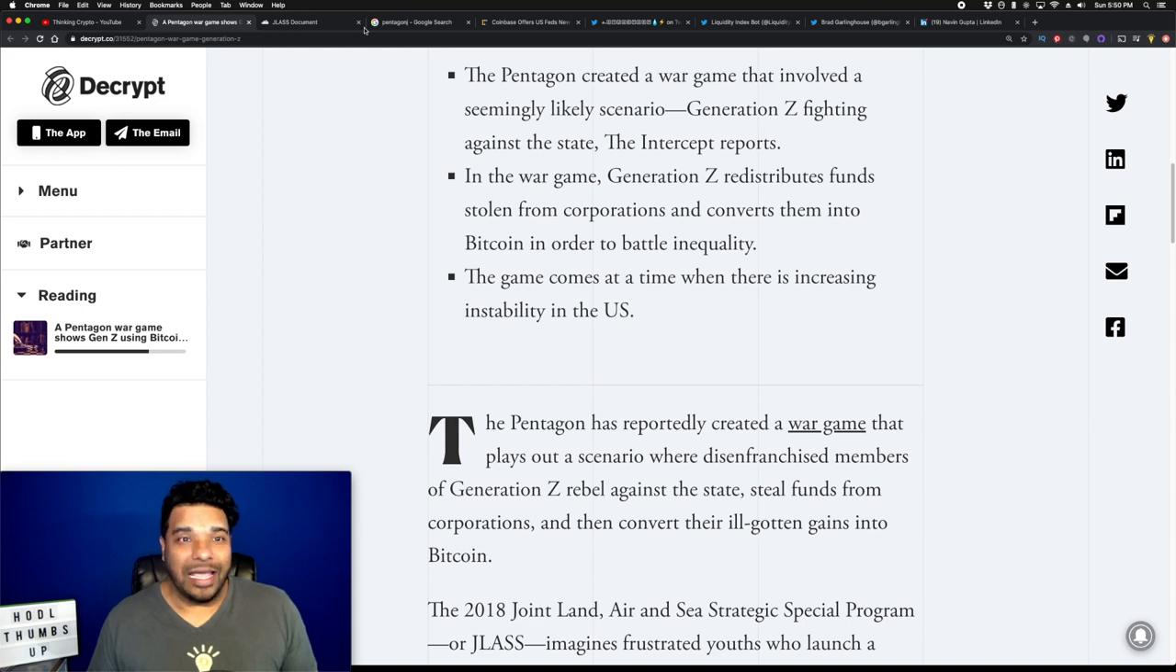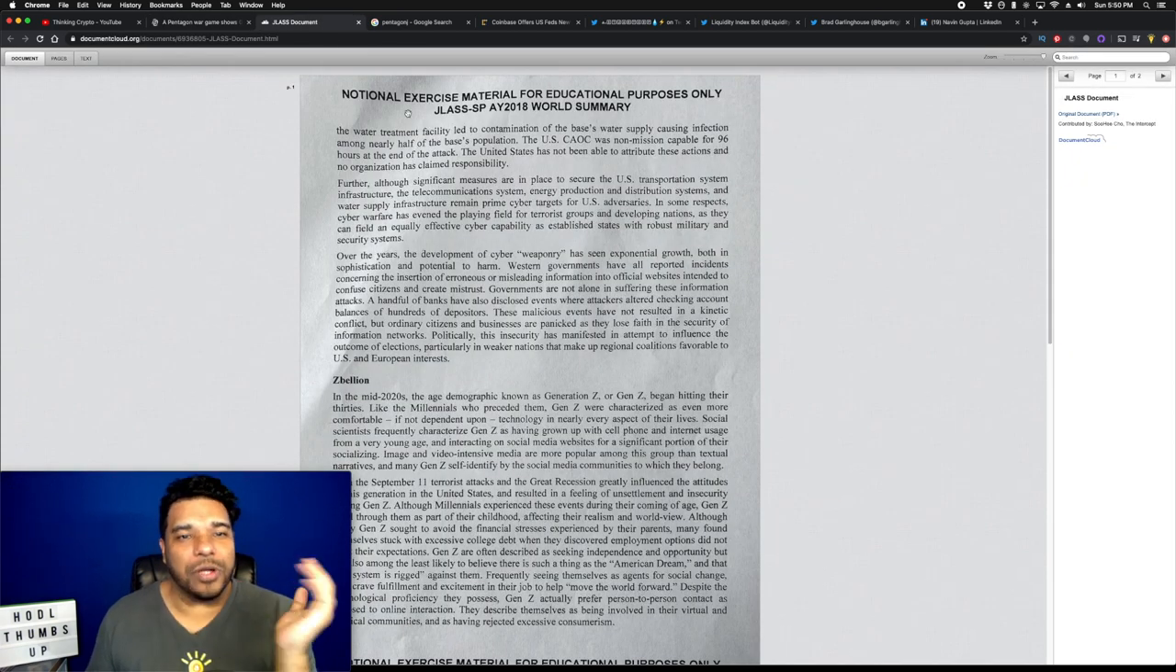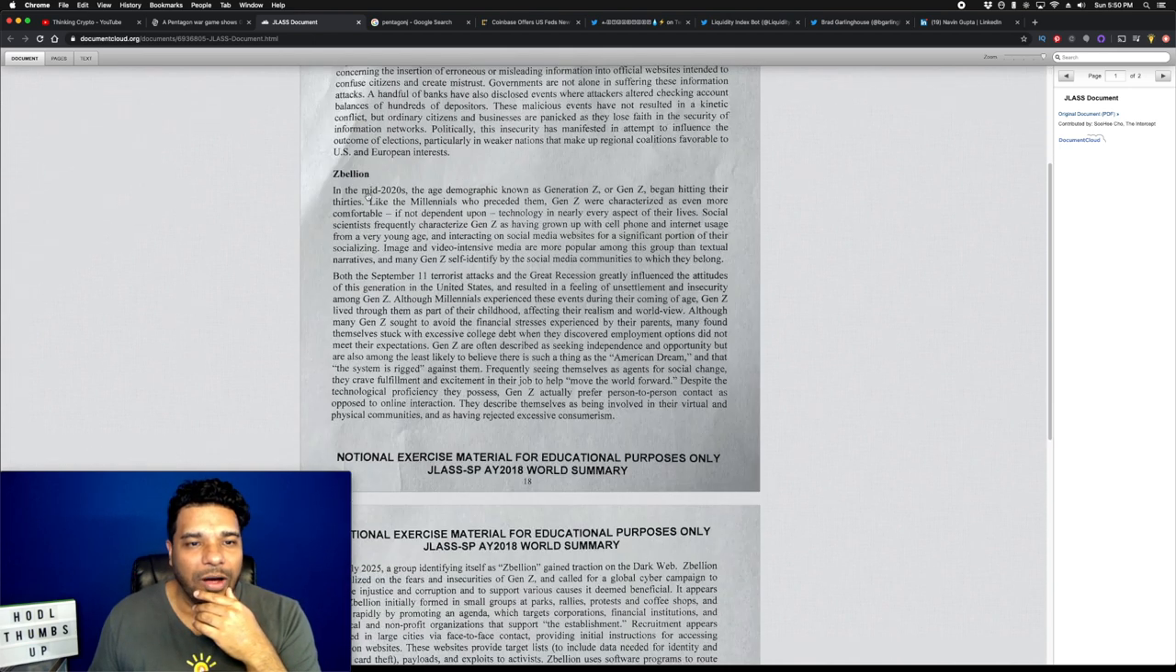You don't say. And here's the document, guys. The title of it is Notional Exercise Material for Educational Purposes Only. It is dated 2018, but it gives a scenario of the mid-2020s. It says here Z-bellion, so Generation Z rebelling. In the mid-2020s, the age demographic known as Generation Z, or Gen Z, began hitting their 30s. Like the millennials who preceded them, Gen Z were categorized as even more comfortable, if not dependent upon, technology in nearly every aspect of their lives.